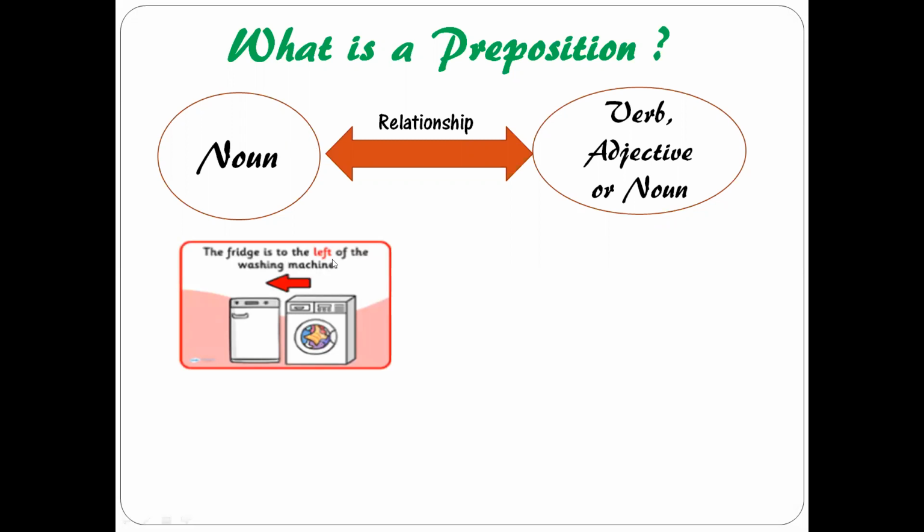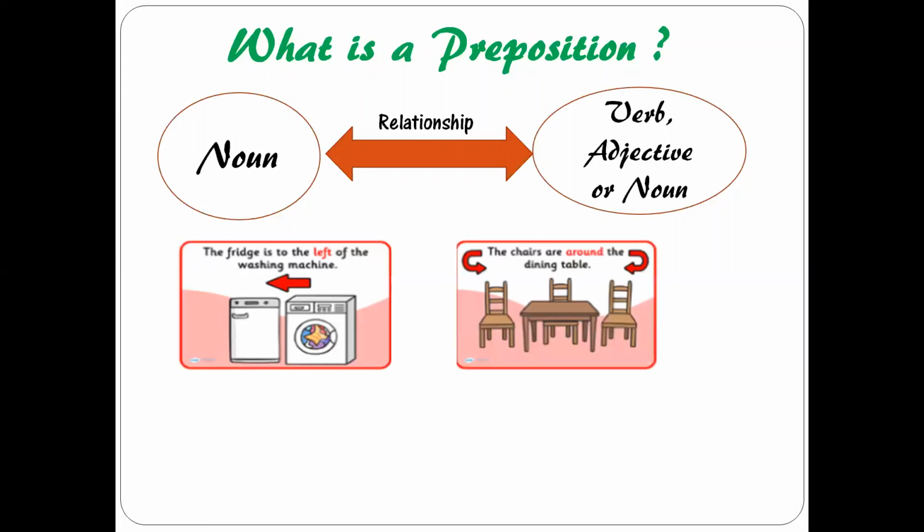The fridge is to the left of the washing machine. So the relationship between the washing machine and the fridge is depicted with the help of the preposition left. If we do not use this preposition left, then we cannot understand what this sentence is trying to tell. So this word left is actually showing a relationship between the fridge and the washing machine.